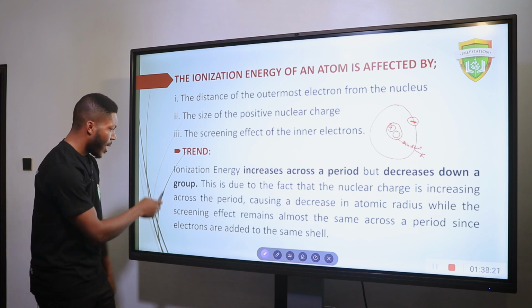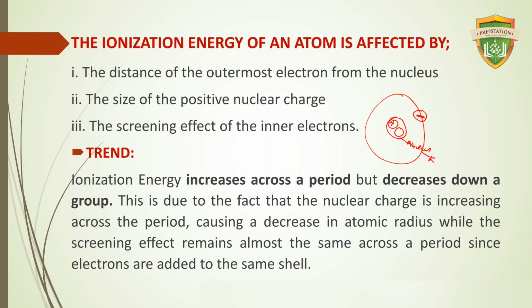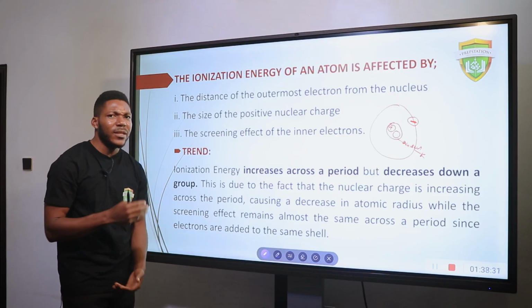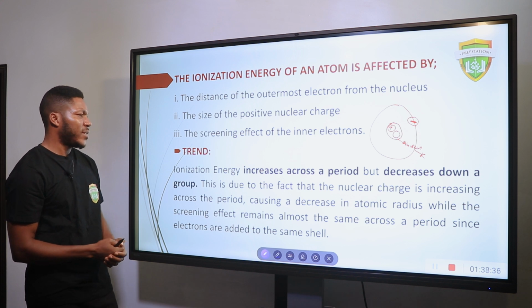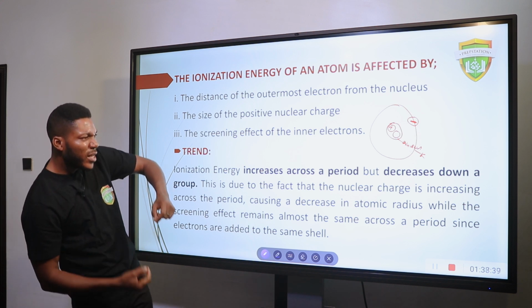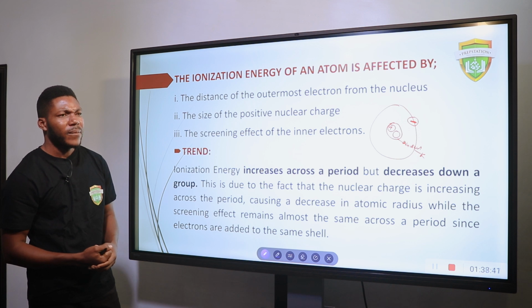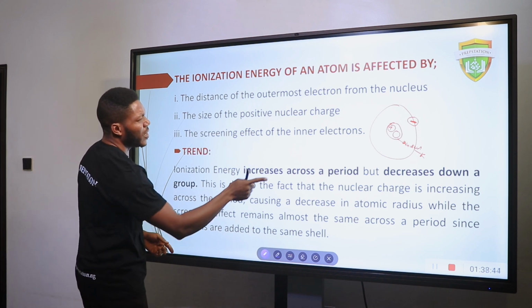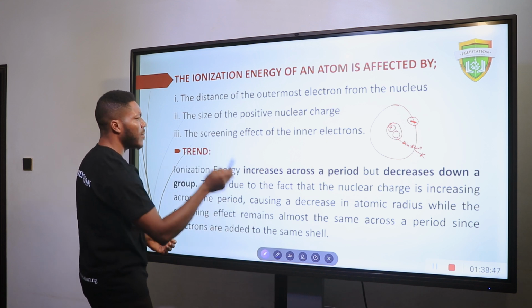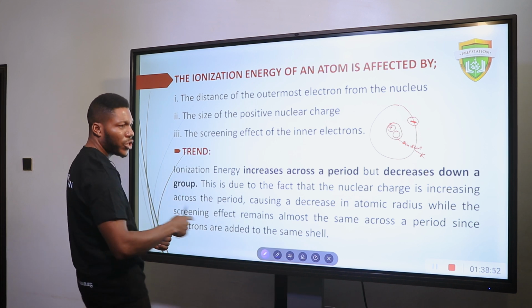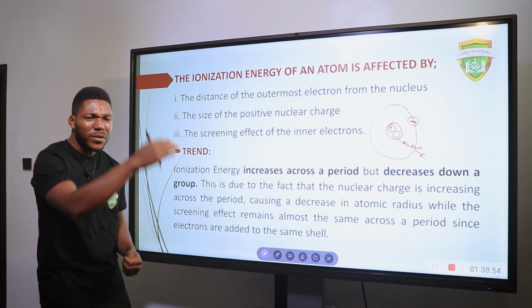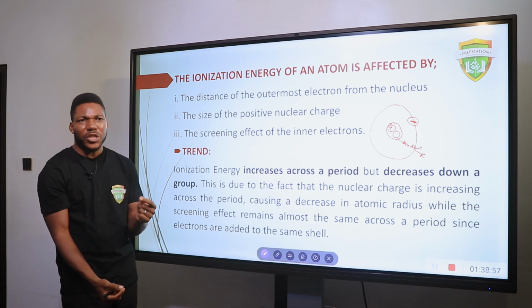Now, what is the trend? Ionization energy increases across a period, but decreases down a group. So it tells me that the tendency to lose an electron across the periods, okay, increases, but it decreases what? Down the group. That means that as you are going down the group, there is a tendency to what? To add electron to each of the shell. And electrons keep on entering the same shell across the period. But going down the group, electrons are entering different shells.